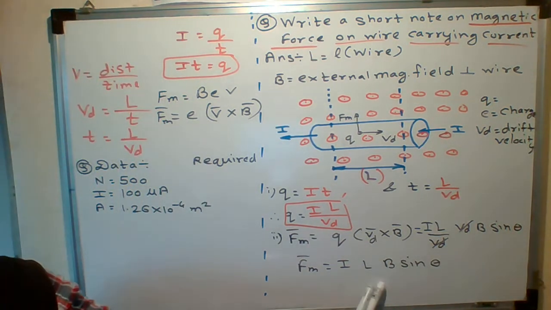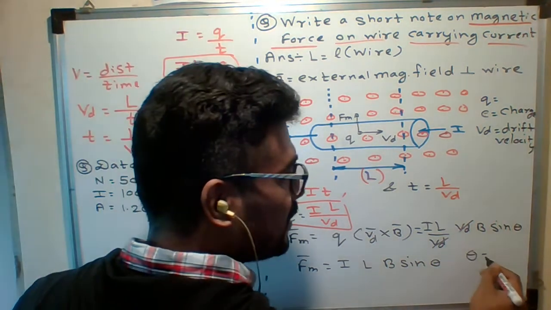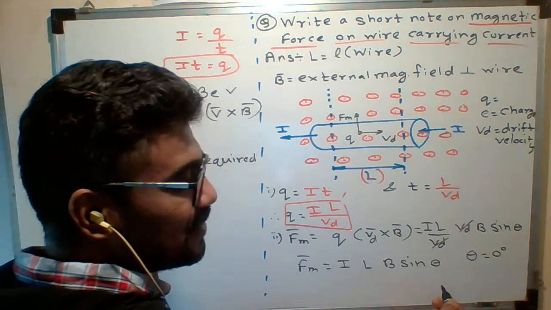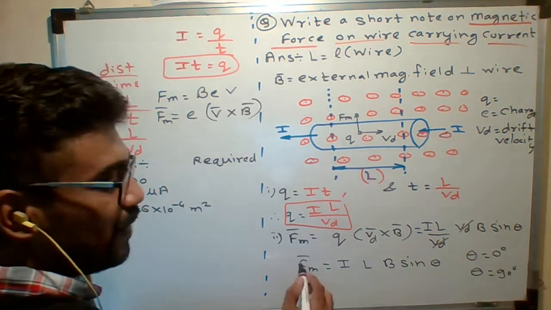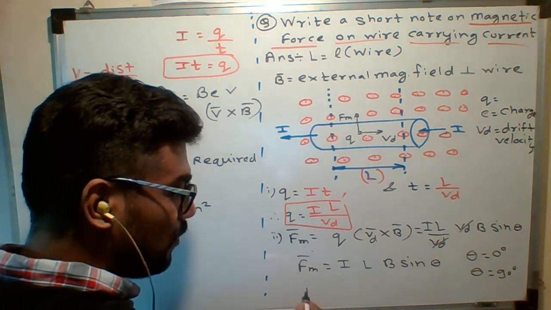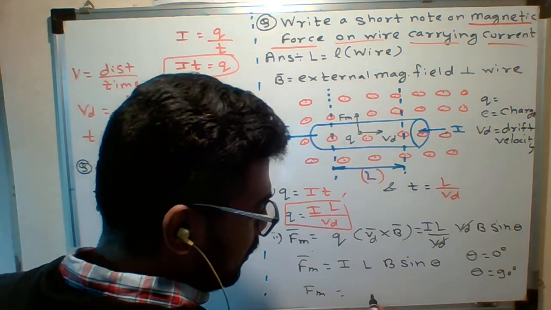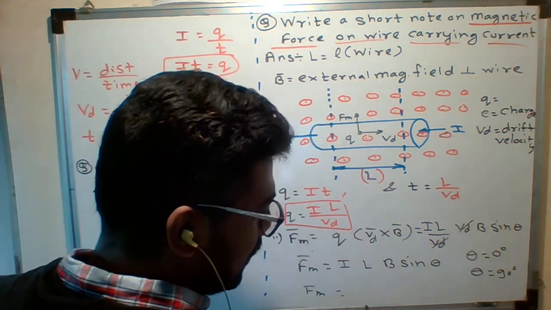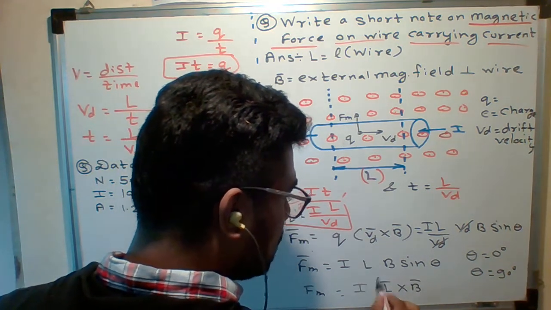So we proved this formula. I L B. If theta is 0 degree, what is the force? 0. And when theta is 90 degree, what is the force? I L B. So that's why I told you, you can write directly this formula like this. So here we observe that force is I L bar cross B bar. Okay, this is the formula.